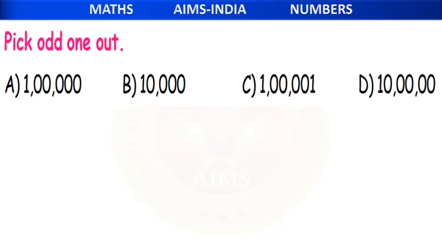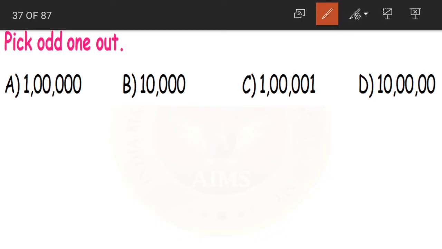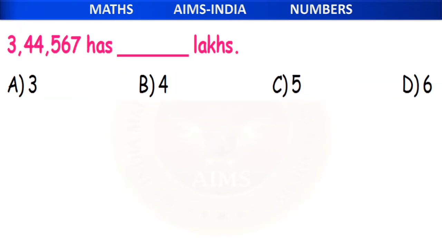Next, again, pick the odd one out. Again, see here. Commas are correct. Here also the commas are correct. Even here the commas are correct. Only here the commas are placed after every two digits. So D becomes our odd one.